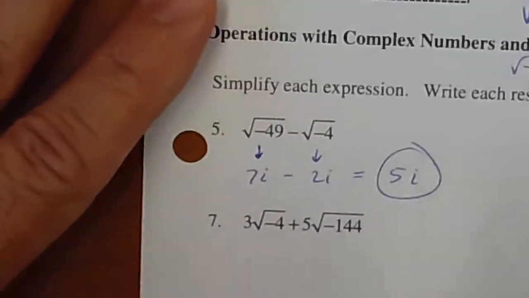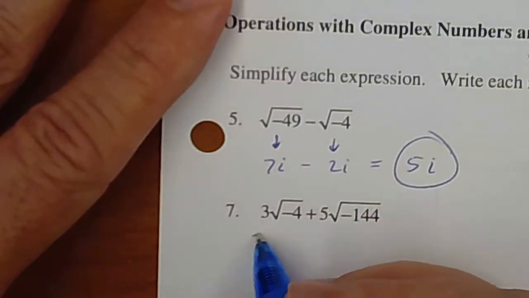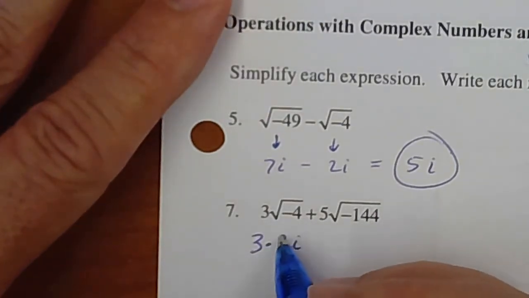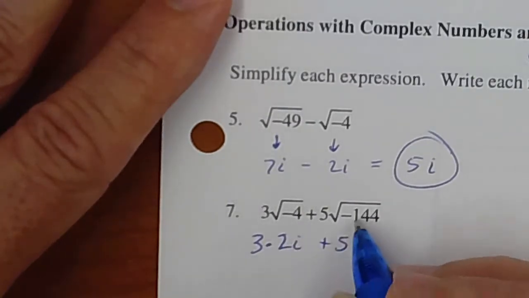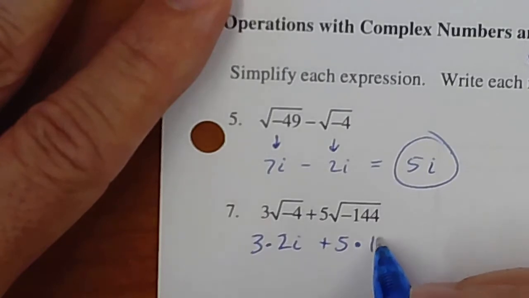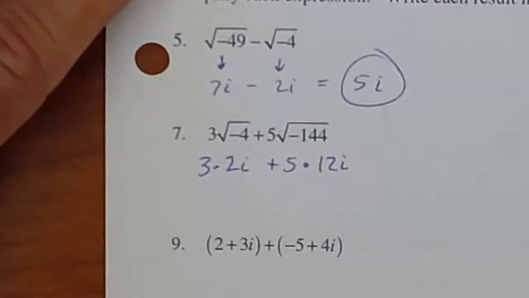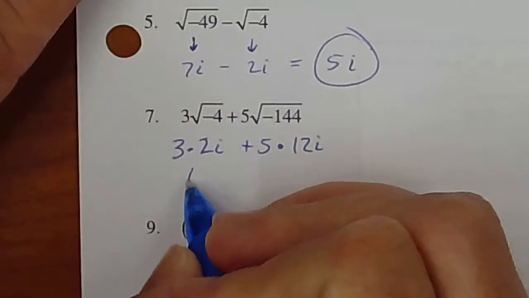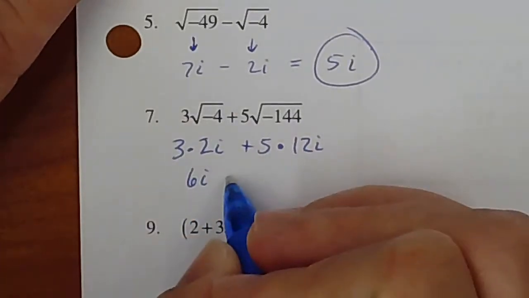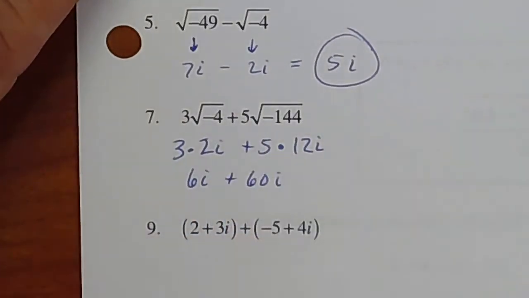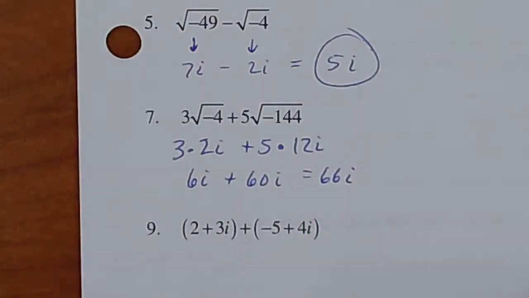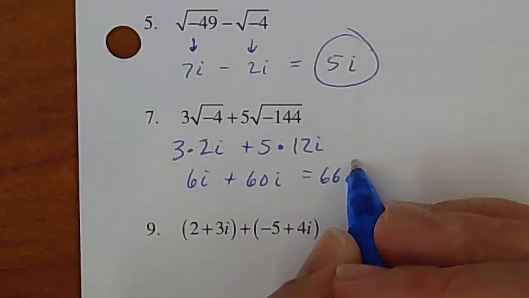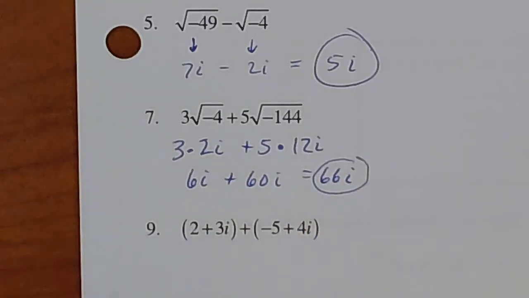Okay. All right, so square root of negative 4 is 2i. Square root of negative 144 is 12i. So now we get 6i plus 60i. And we get 66i. Okay.